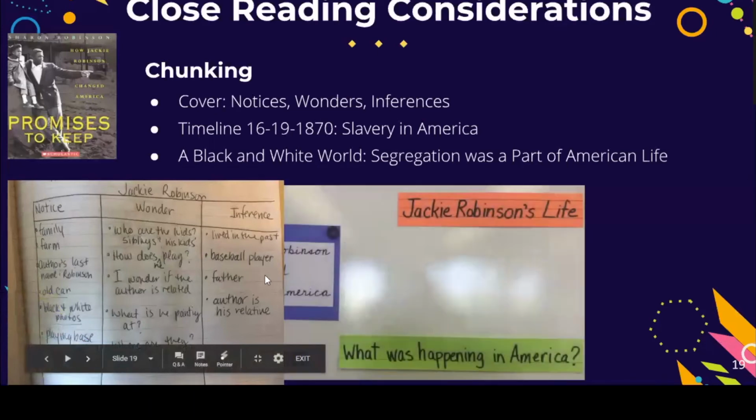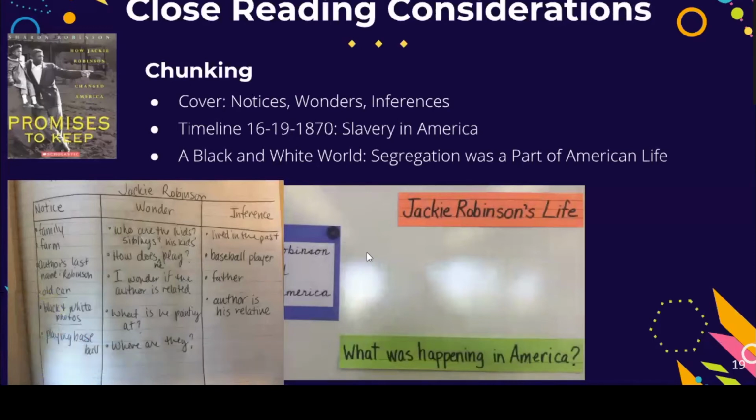Next, we looked at Jackie Robinson's life. So we looked at a section about slavery in America. And this timeline went from 1619 to 1870 and looked at slavery in America. The students have already studied that in social studies, but they made a few summary or gist statements about that to really set in their mind, okay, this was where he's coming from.